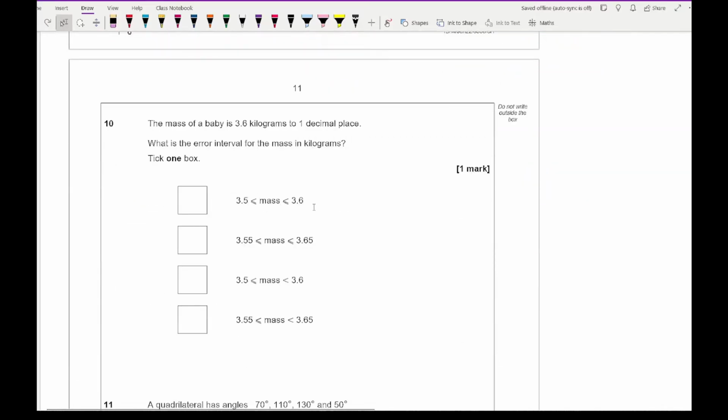Moving on to question 10, it says the mass of a baby is 3.6 kilograms to 1 decimal place. What is the error interval of the mass in kilograms? So for this, taking 1 decimal place, the numbers are going to be 3.55 and 3.65. So they're the region that I'm looking for. So it's either going to be the second one or the fourth one. Now with this, it can't equal the last number because obviously if it is 3.65, it would then fall into the next decimal place, so it'll be 3.7. So the correct answer you should tick is going to be the last option.